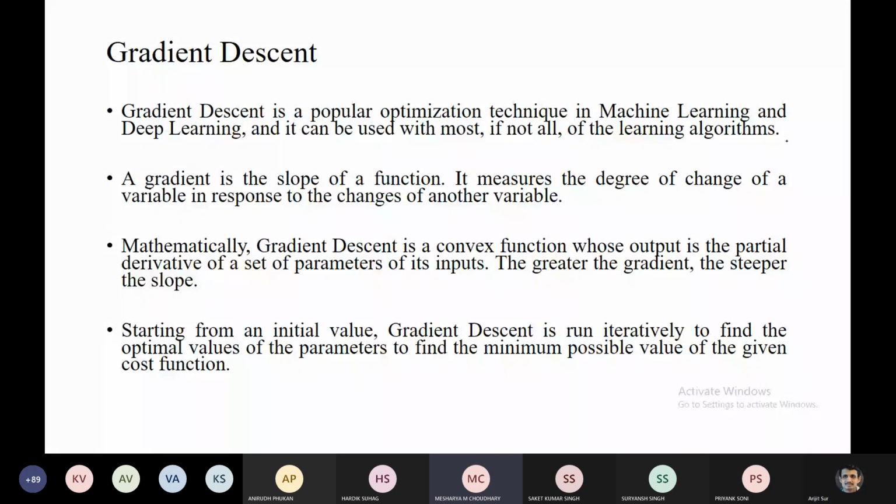Okay. The gradient is the slope of the function. You know what a gradient is. It measures the degree of change of a variable in response to the change of another variable. Now, what is important here is that theta j is going to change by alpha times the partial derivative with respect to theta j of J theta. So that is somewhat gradient descent. It is a kind of weight updation algorithm. The weight is updated in this way.